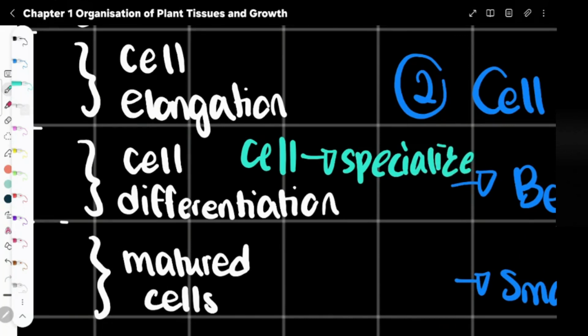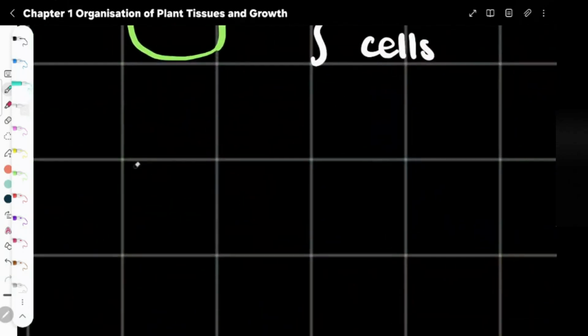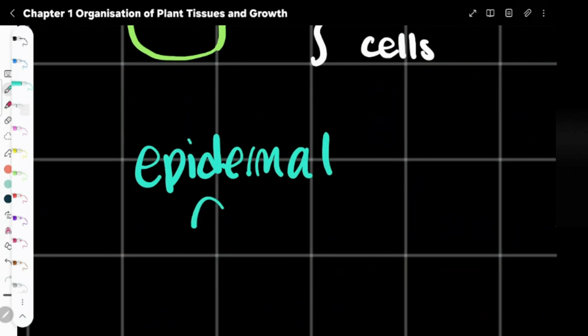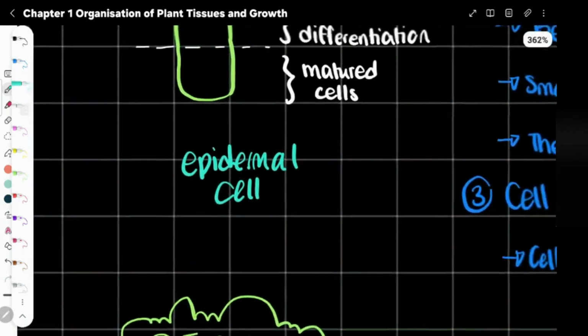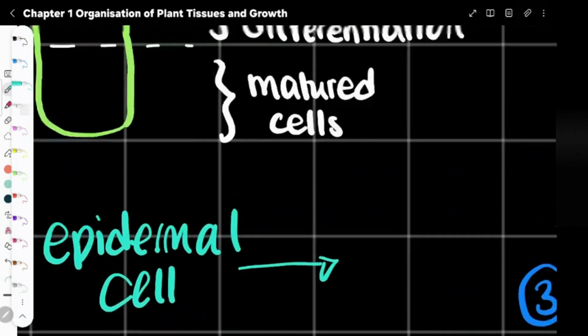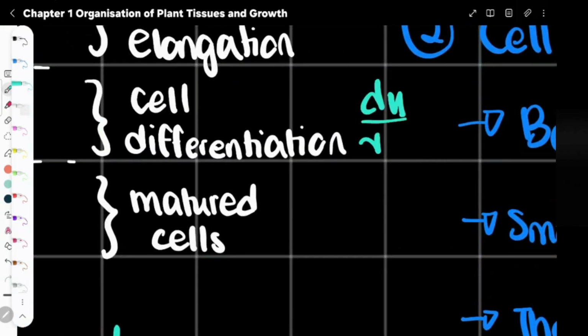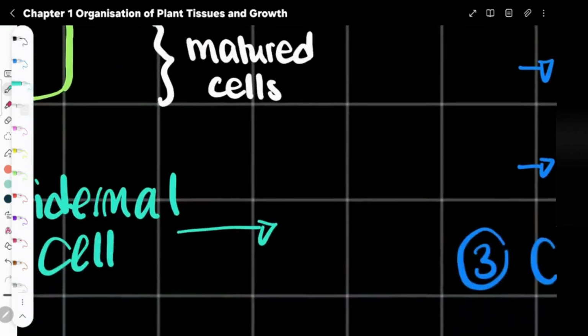You want to make a cell become specialized. For example, you have epidermal cell. Just now I talked about epidermal cell. Did you know this can actually be specialized? It can undergo differentiation. By the way, don't confuse differentiation with the math symbol dy dx. Don't confuse that. That is not differentiation. This is a different differentiation.